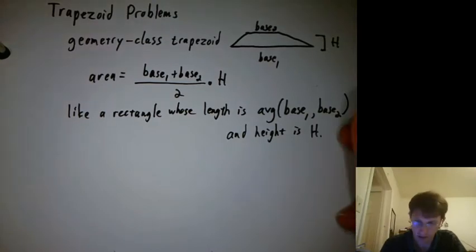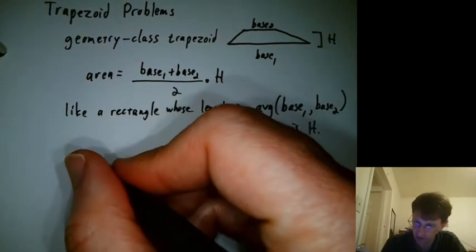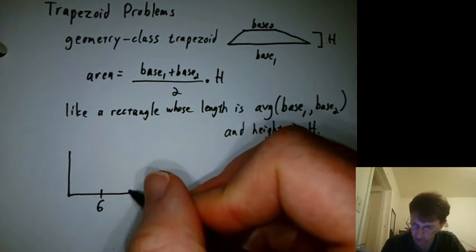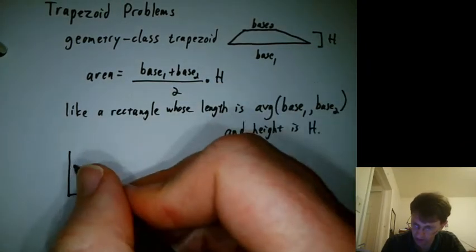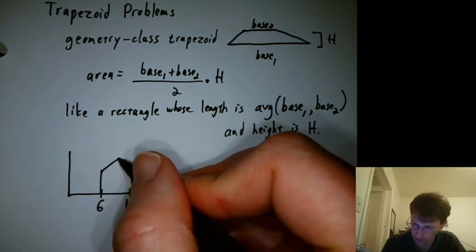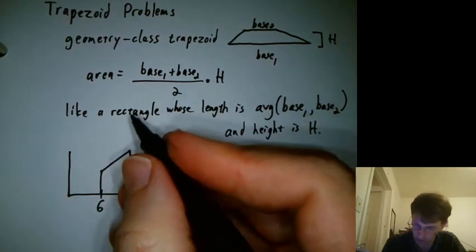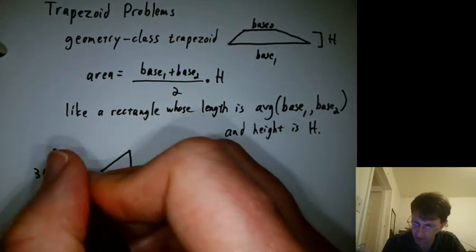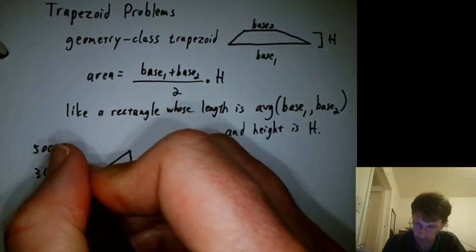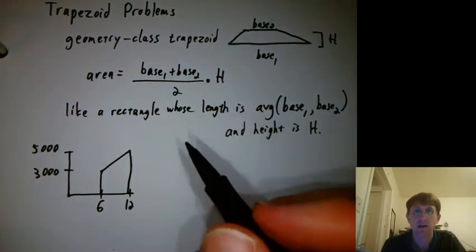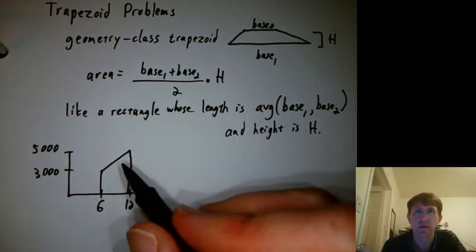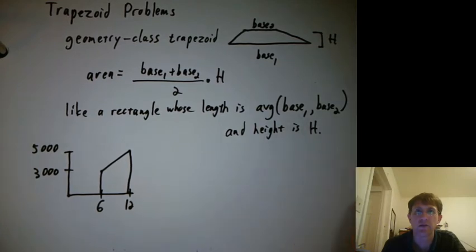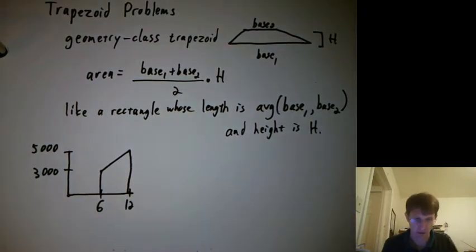Here in calculus class, we're going to draw our trapezoids differently. Let's say we had a function that goes from like 6 to 12, and it goes up, over diagonally, and down. Let's say this is 3,000, and this peak here is at 5,000. Go ahead and label this. We want the area of that shape. Go ahead and label it according to base 1, base 2, and height, or maybe different letters.